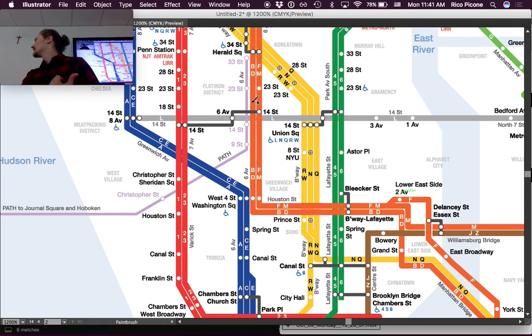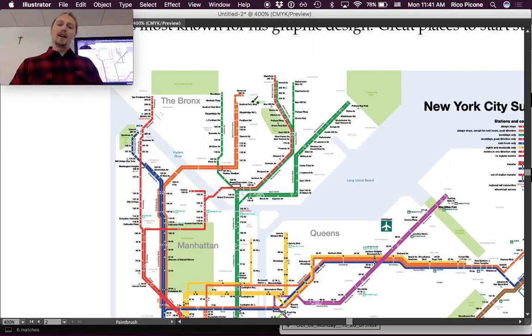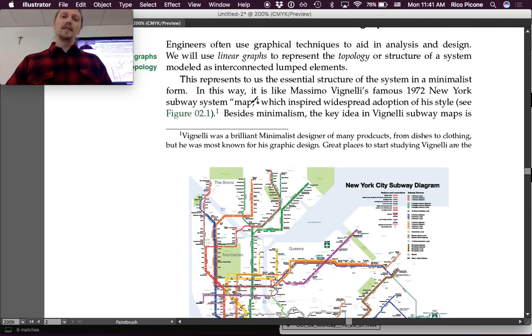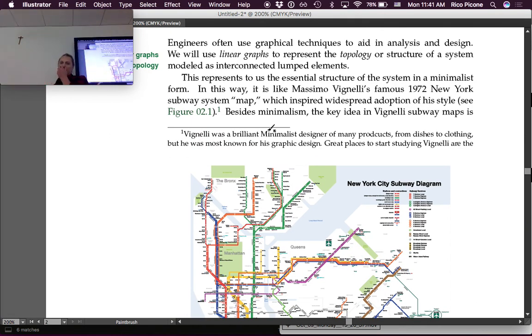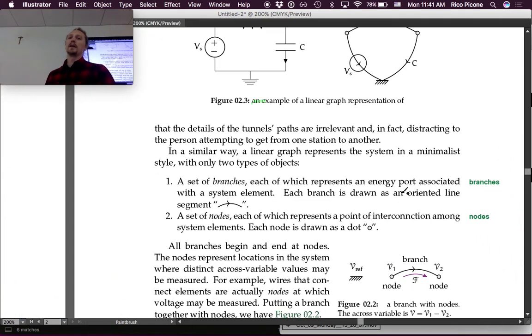So Paris's subway system, when I was in Paris, I was like, oh, it looks like a Vignelli map. It's cool. Anyways, this style is neat, but we can learn from it. Not just that minimalism is great, but the key idea of his subway maps is that the details of the tunnel's paths are irrelevant and in fact distracting to the person attempting to get from one station to another. And so he distilled it down to the bare essentials of what you need from the map.